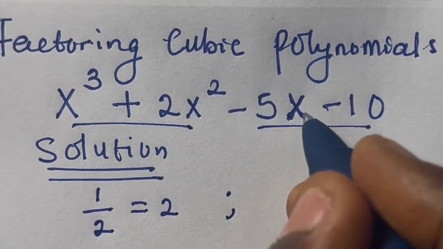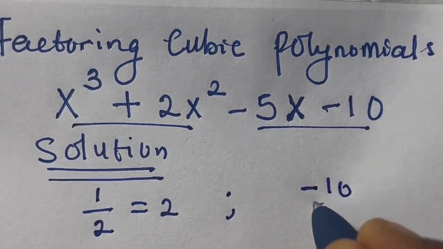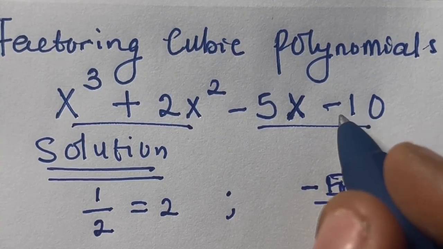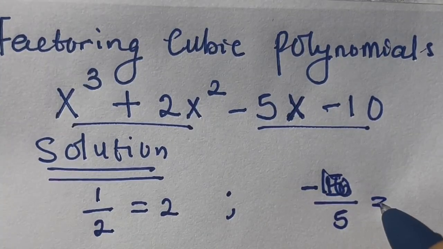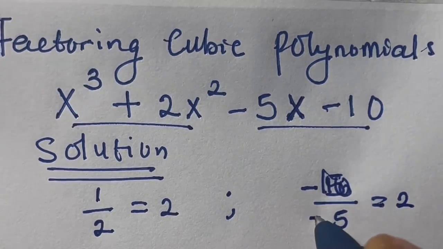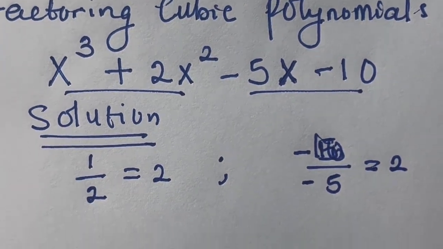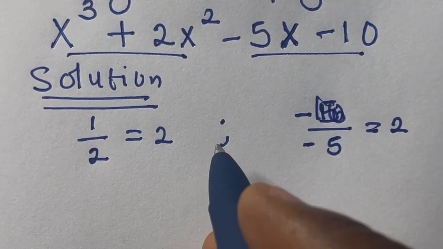And for this, we have minus 10 divided by minus 5, which also is 2. All right, so now this tells us that we can factor by grouping.